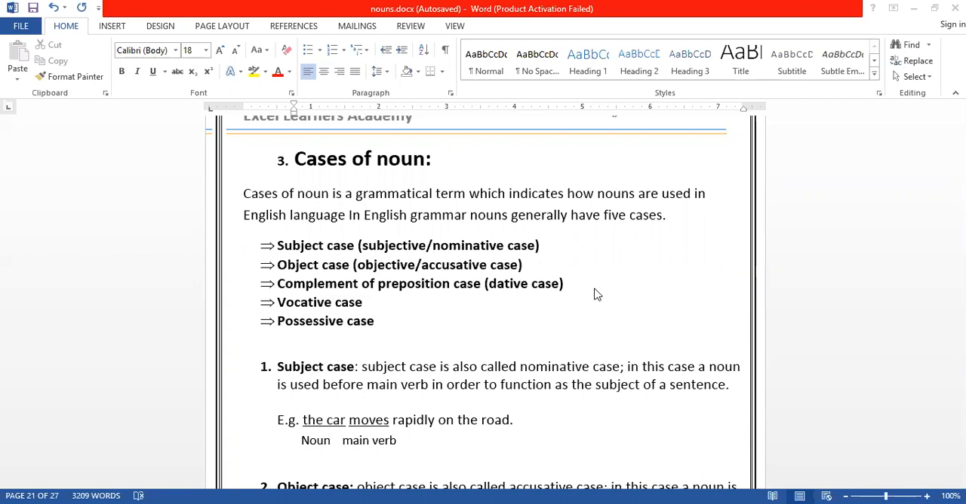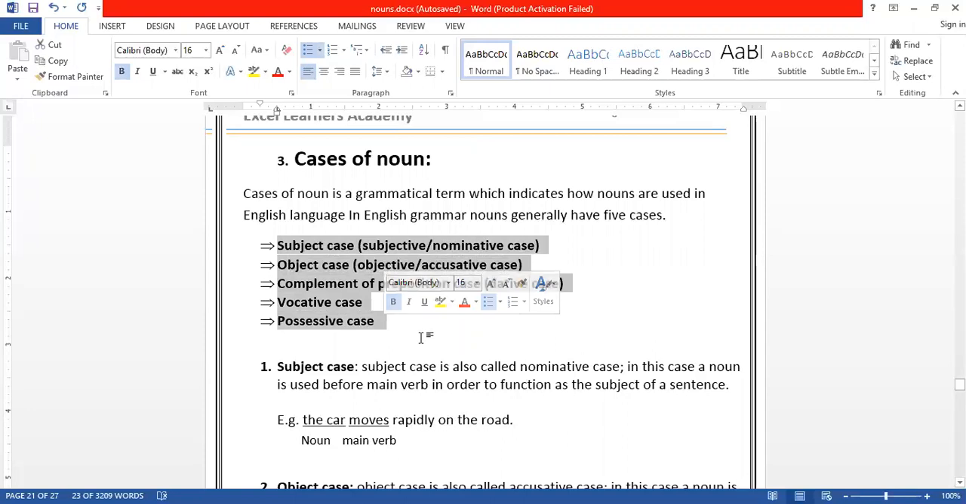Well, today we will talk about cases of noun. It's a new topic for the students. Most of the students are not aware of cases of nouns, what they are and what it means. Cases of noun show how nouns are used in the English language, what the positions or places in a sentence are where we can use a noun. So how many positions are there? There are 5 positions where we can use a noun.